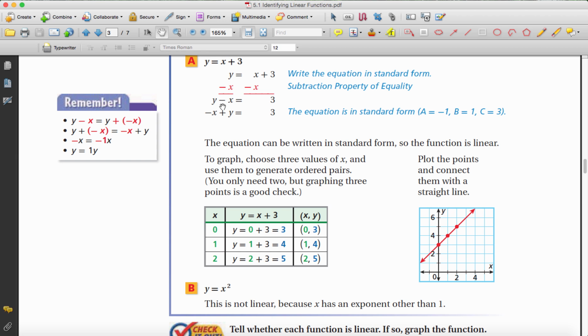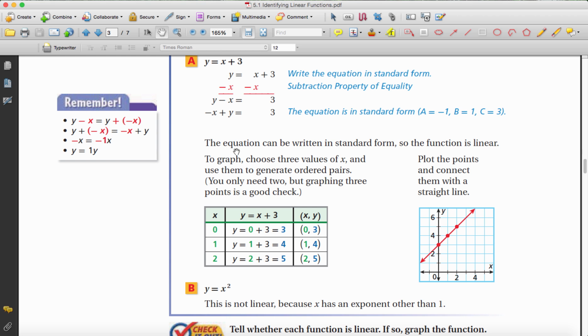Now the minus sign here is in front of the x, and so when I rearrange the terms, I have to remember to put a negative x because the minus sign was in front of the x. The y, there was no sign in front of it, so it's considered positive, and that's why there's a plus sign here. So negative x plus y equals 3. Well, this equation is in standard form. A, capital A, would be negative 1, capital B would be positive 1, and C would be 3.